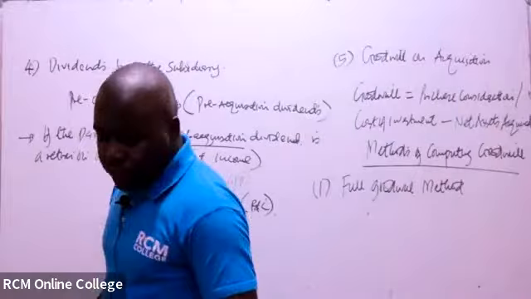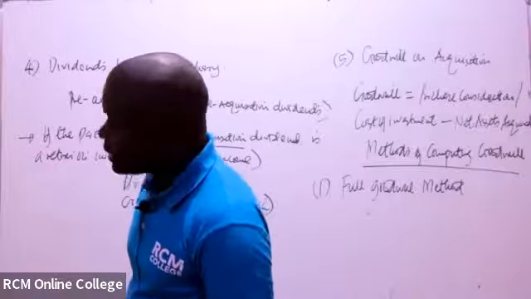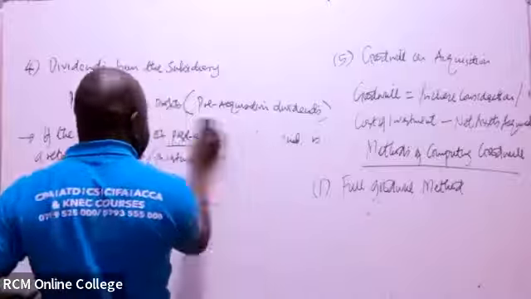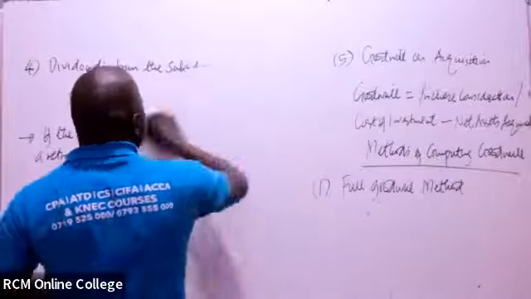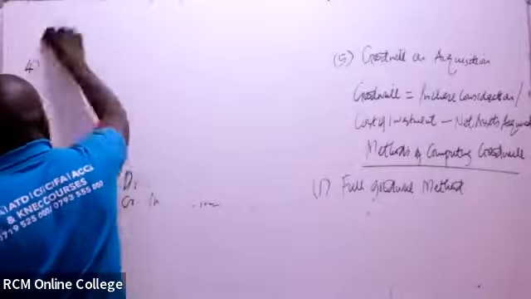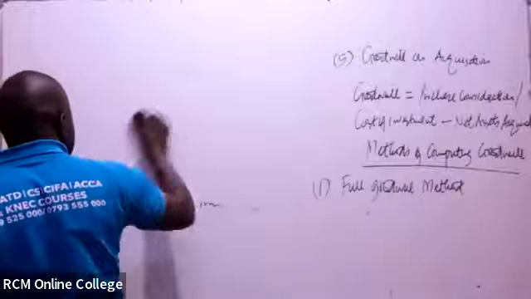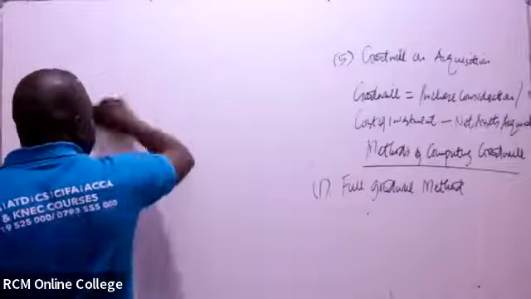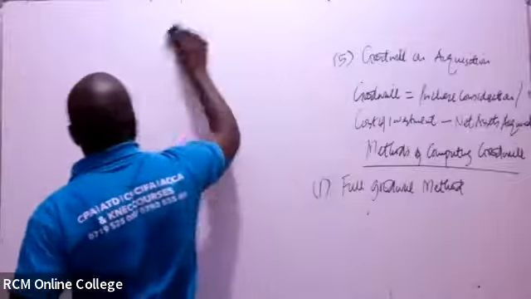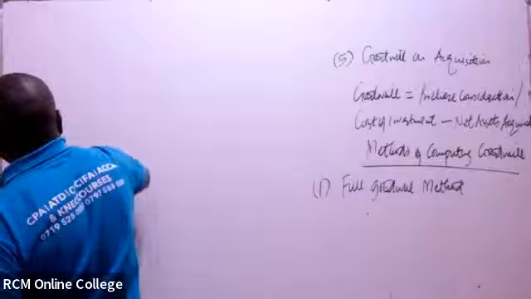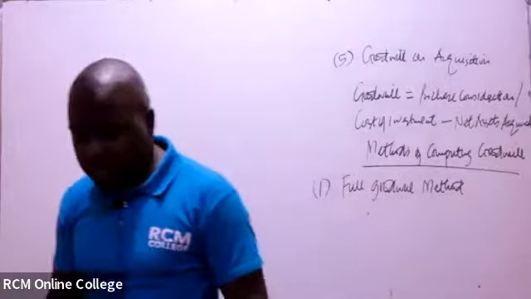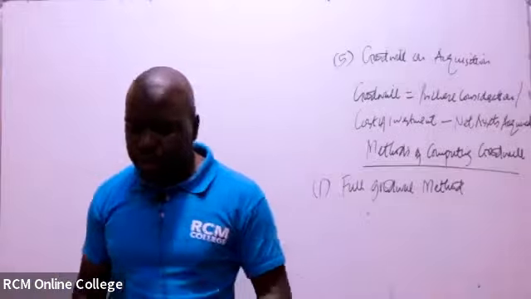It is where the goodwill of the subsidiary is determined as a whole. You take it fully. You don't apportion some to the non-controlling interest, but you take it fully. So in this case, it means this is where the goodwill of the subsidiary is determined as a whole.